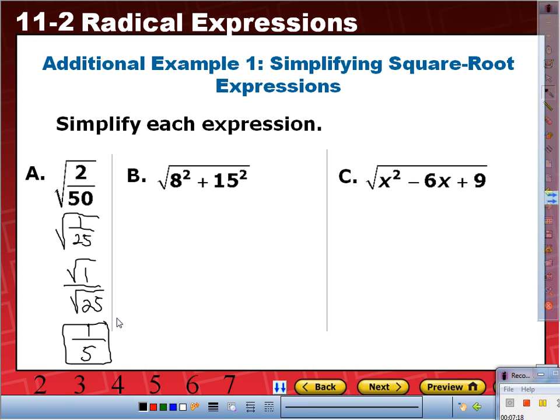Is it in simplest form? Look at it. Is it in simplest form? Yes.